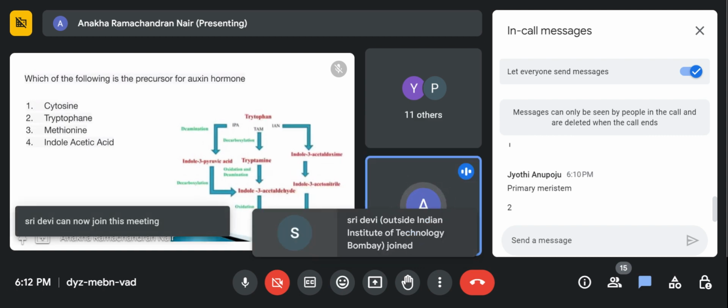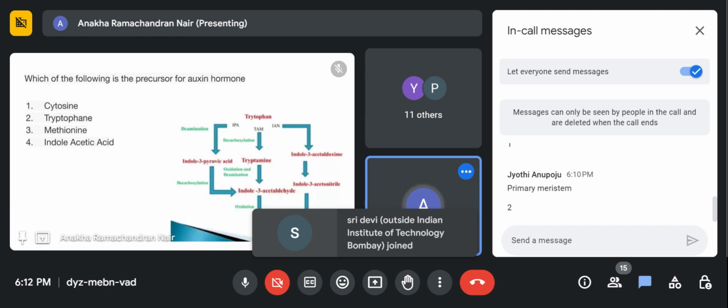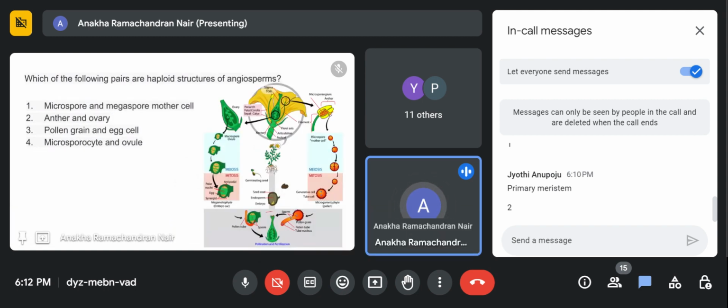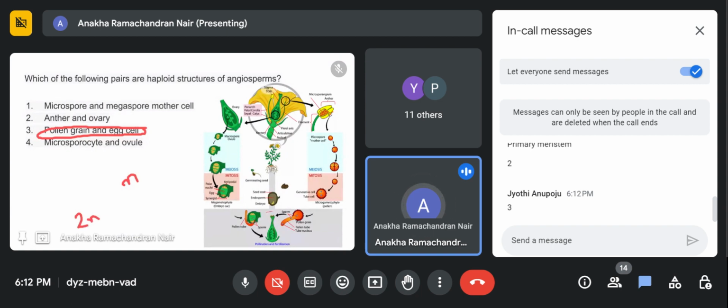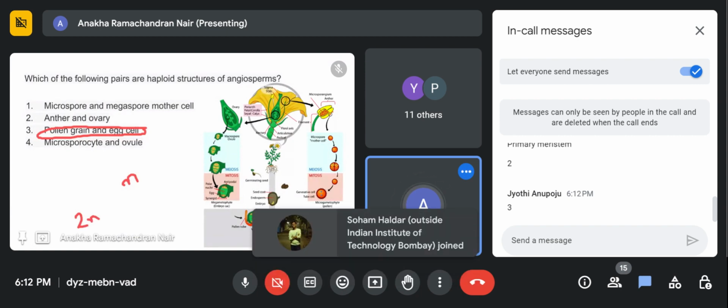In case there are no doubts, I'll move on to the next question, which is: which of the following pairs are haploid structures of angiosperms? Microspore and megaspore mother cell, anther and ovary, pollen grain and egg cell, and microsporocyte and ovule. Yes, the correct answer is option number three, pollen grain and egg cell, which will have n pairs of DNA, and every other cell technically has 2n pairs of DNA.